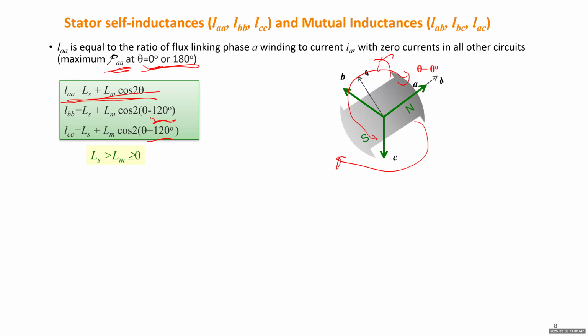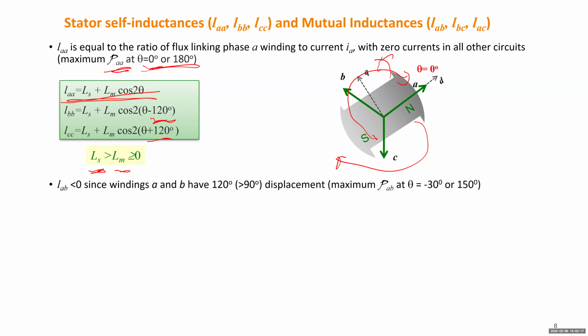So if this rotor revolves 120 degrees, then the LBB will reach the maximum value. Then if it turns a further 120 degrees, LCC will reach the maximum value. Typically the constant term is bigger than the coefficient of the second term. There is more detailed discussion in Kundur's book, so if you read the book, it tells you why it is like this.